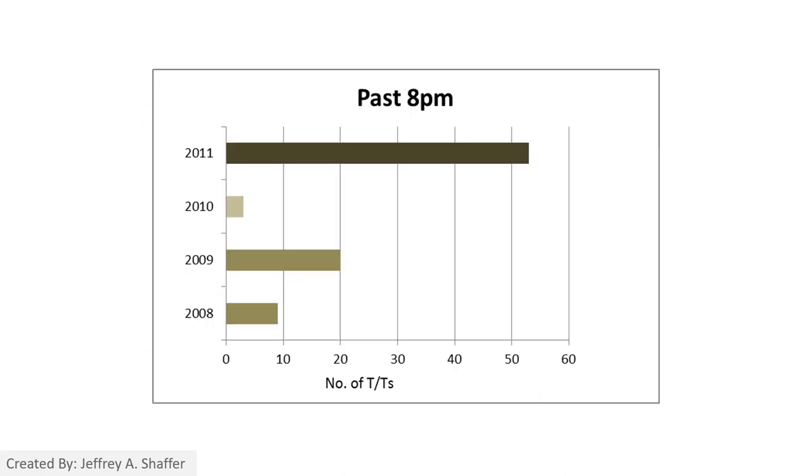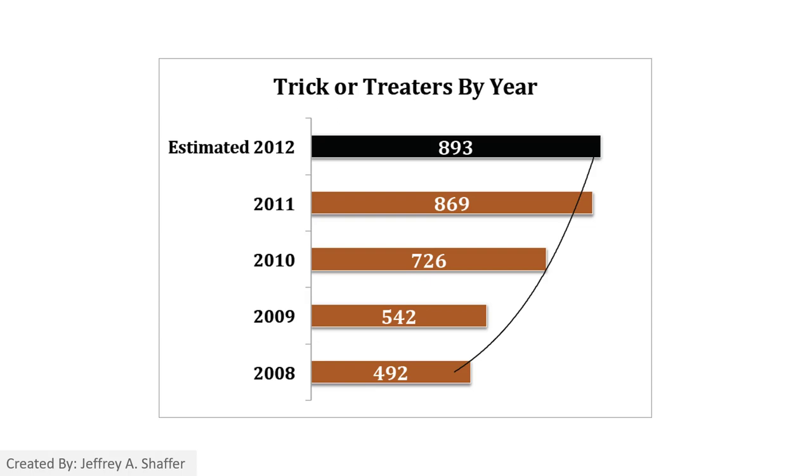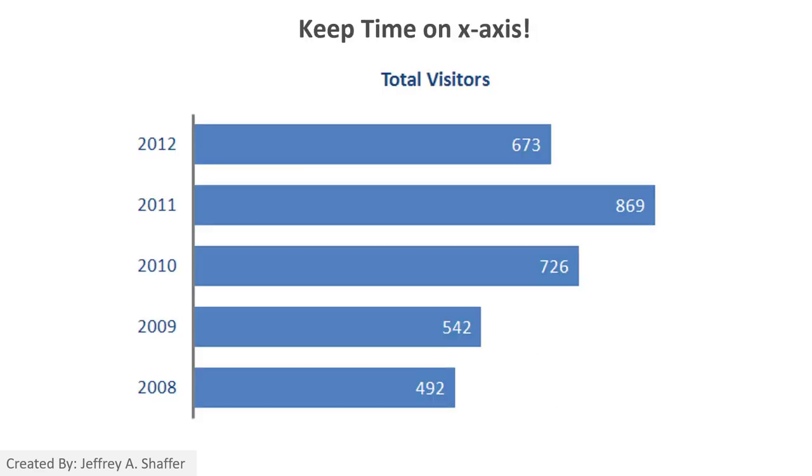And this is also another example. However, in this case, you can see they put time on the y-axis. Normally we want to put time on the x-axis. Another example is where the time is rotated. Generally, readers expect to see the time from left to right. And this is also another example.